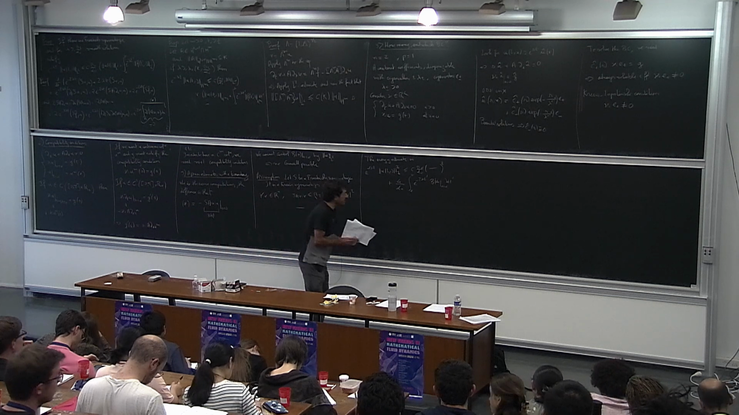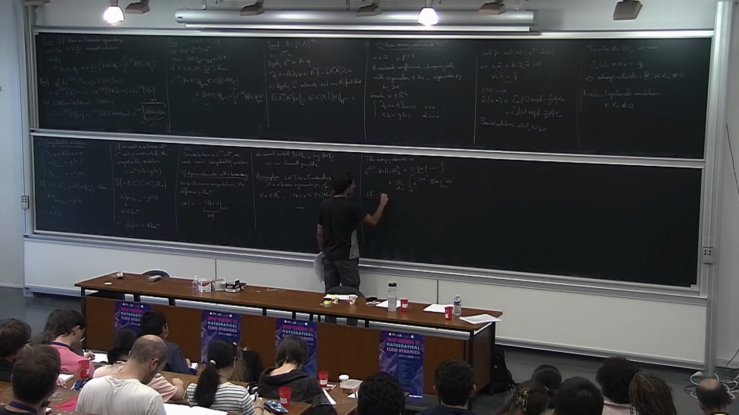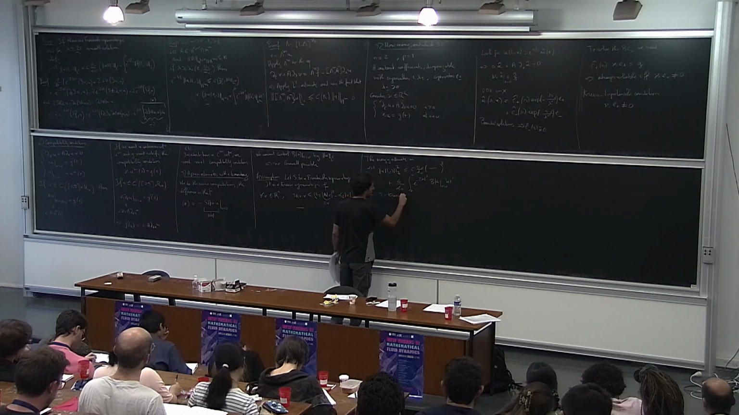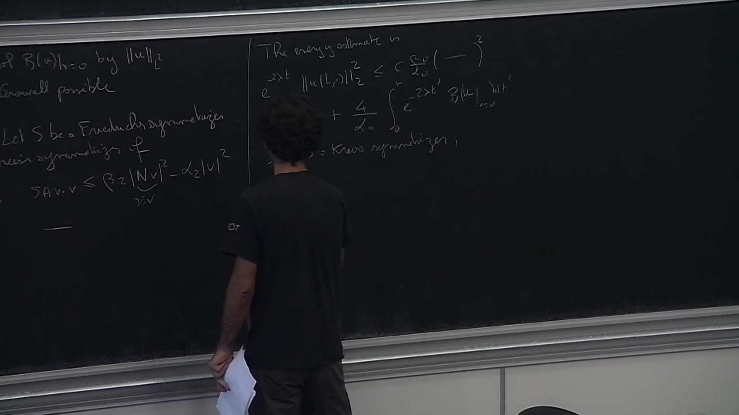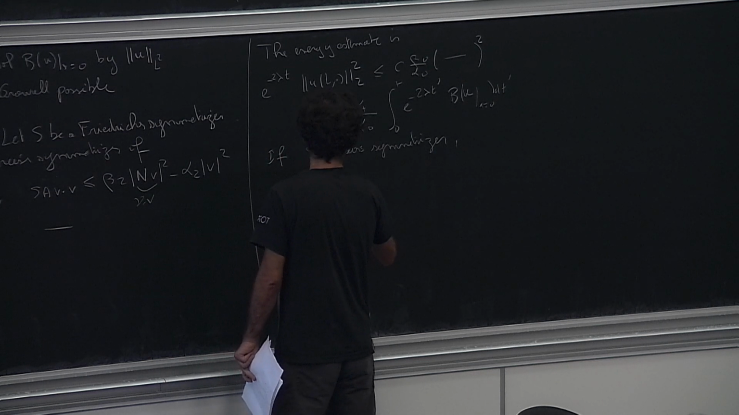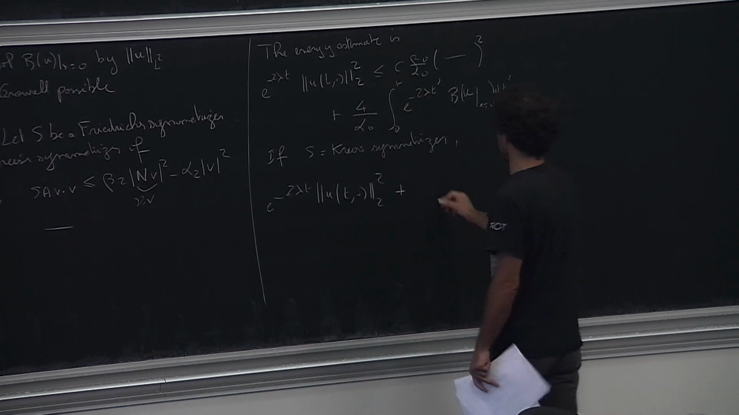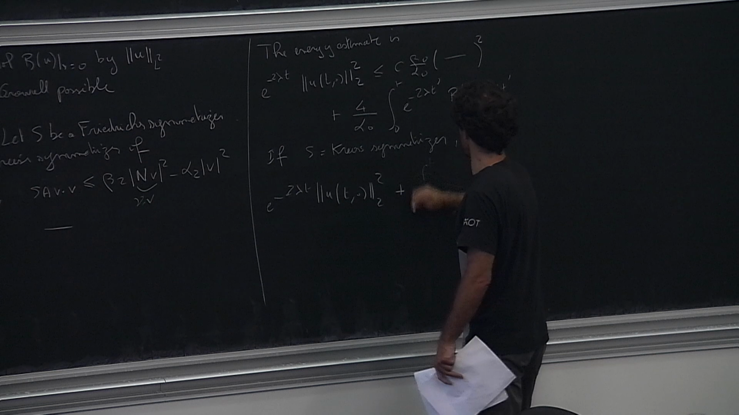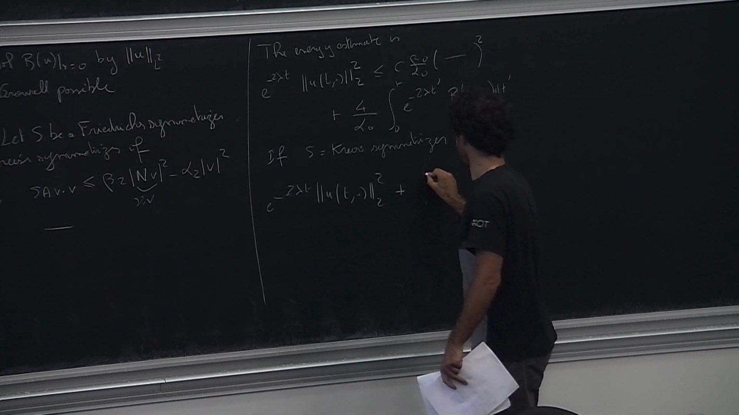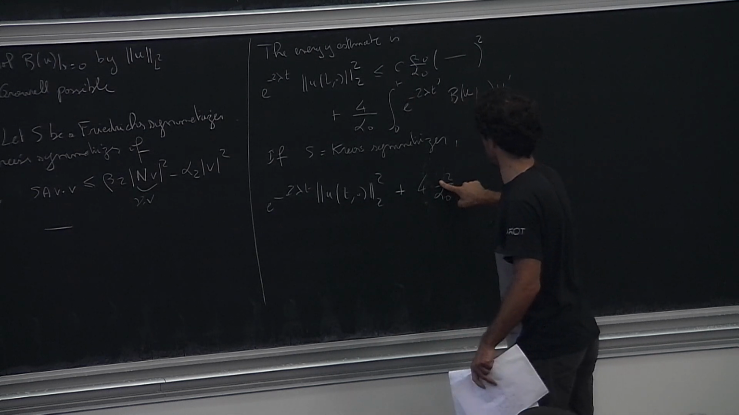Okay, so if S is a Kreiss symmetrizer, then I obtain that exponential minus 2 lambda t, u of t plus the trace, so I have a beta 2. Probably the constant will be wrong, but the idea, so it's alpha 2.